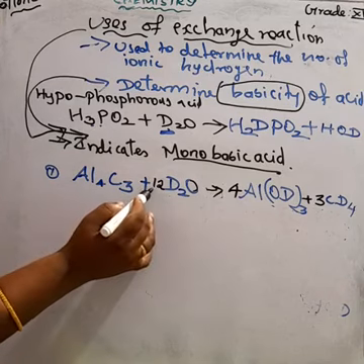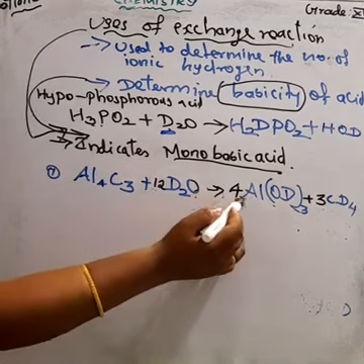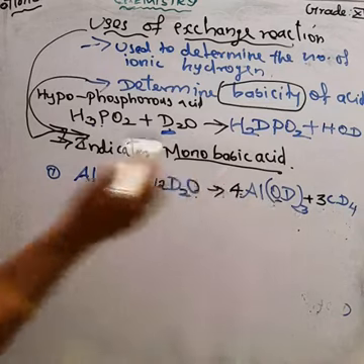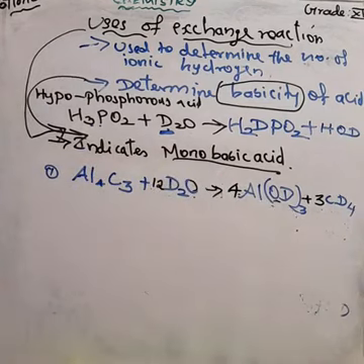How many oxygen atoms do we have here? 12 oxygen. But here, how many oxygen atoms? 4 3s are 12. Oxygen is also balanced here. So the equation is balanced.